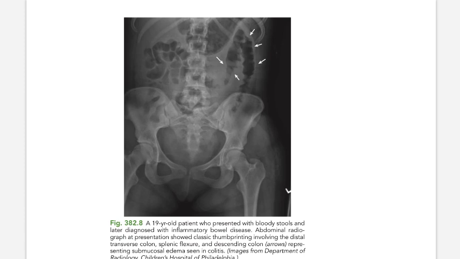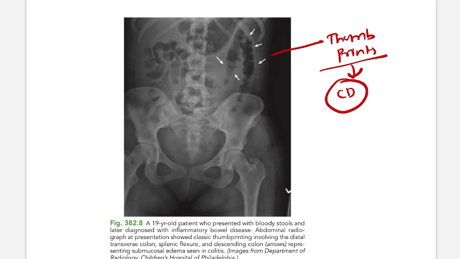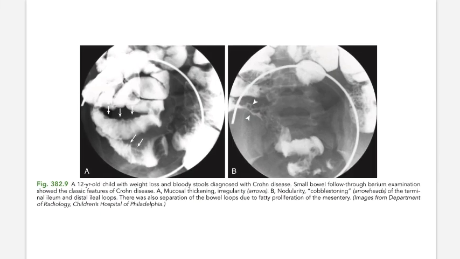Okay, so a 19-year-old child presented with bloody stool and was later diagnosed with IBD. This is an abdominal X-ray which is showing classical thumb printing involving the distal transverse colon, splenic flexure, and descending colon, representing mucosal edema seen in colitis. So this is thumb printing, seen in CD. It can be seen in ulcerative colitis also, but it is more seen in Crohn's disease.